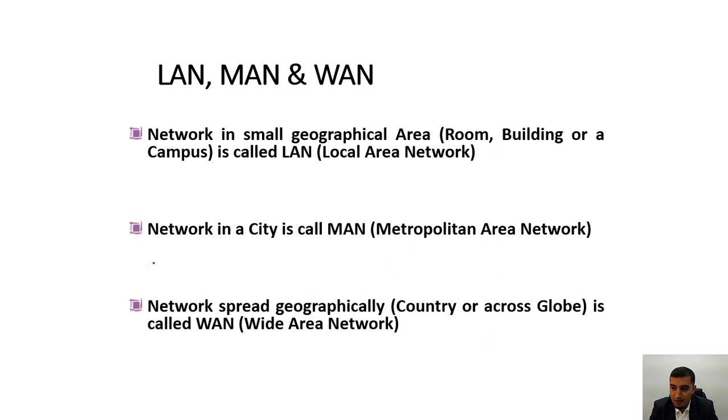Now we have three types of computer networks, which are the LAN, MAN, and WAN. LAN is the local area network, such as the network in our building. We can have a computer room or a computer lab considered as a LAN. We can consider a building as a LAN, a local area network.